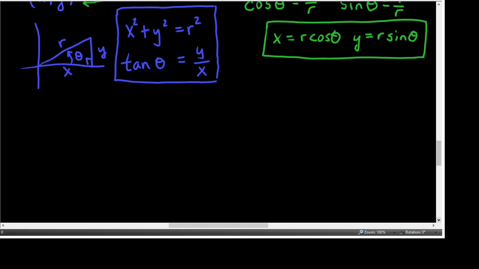Alrighty, so for part A, we're given polar coordinates (2, pi). Using the equations that we have in green, x will equal r, which is 2, times cosine of theta, which is pi. Cosine of pi is -1. 2 times -1 is -2.